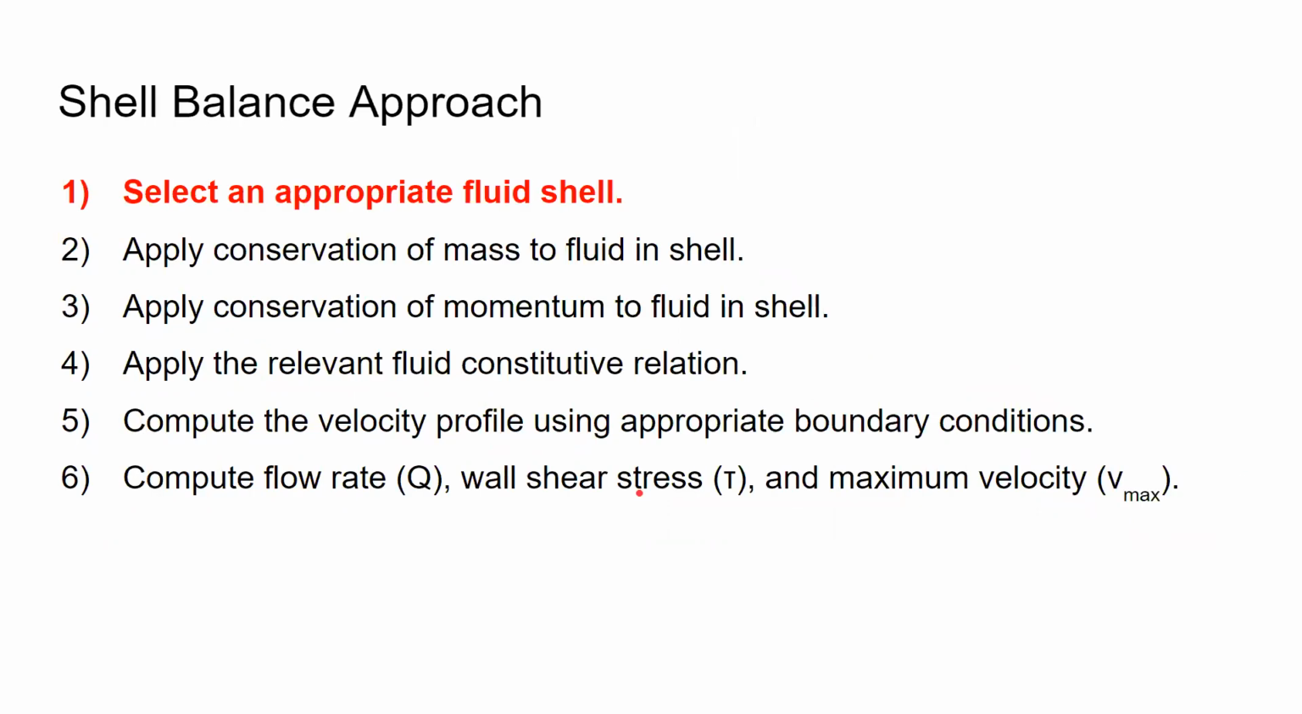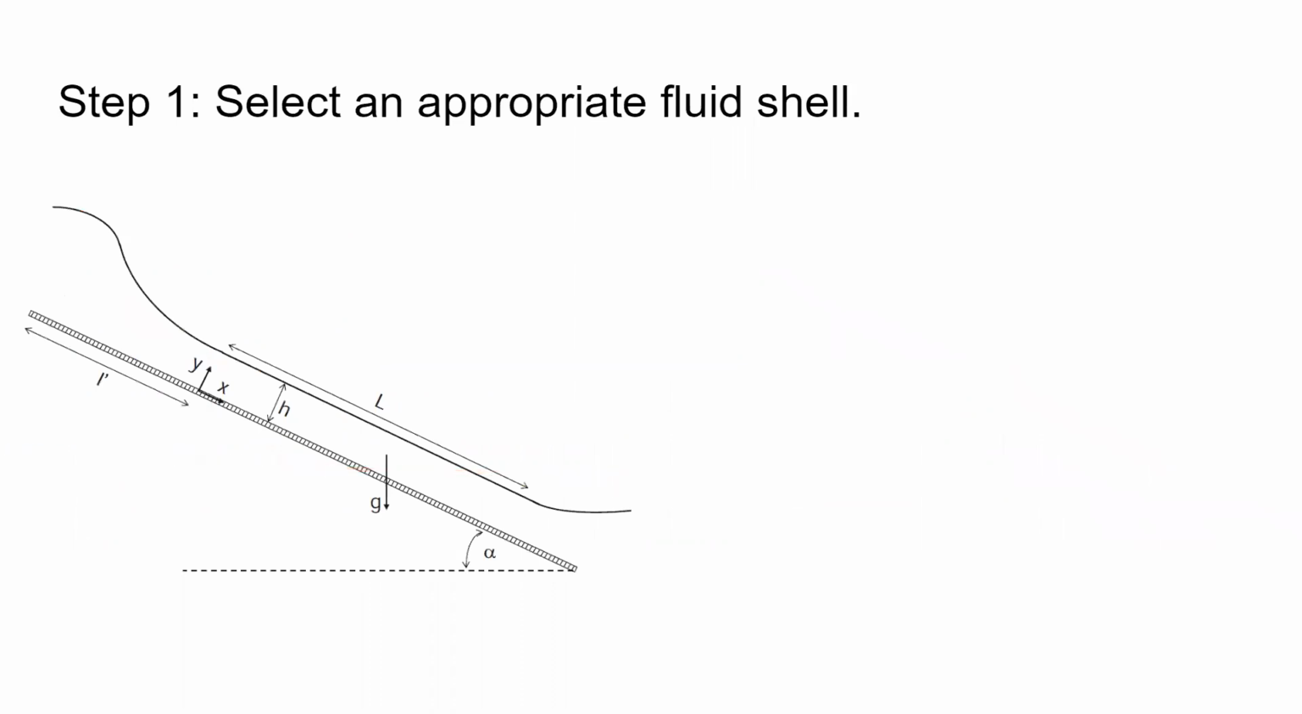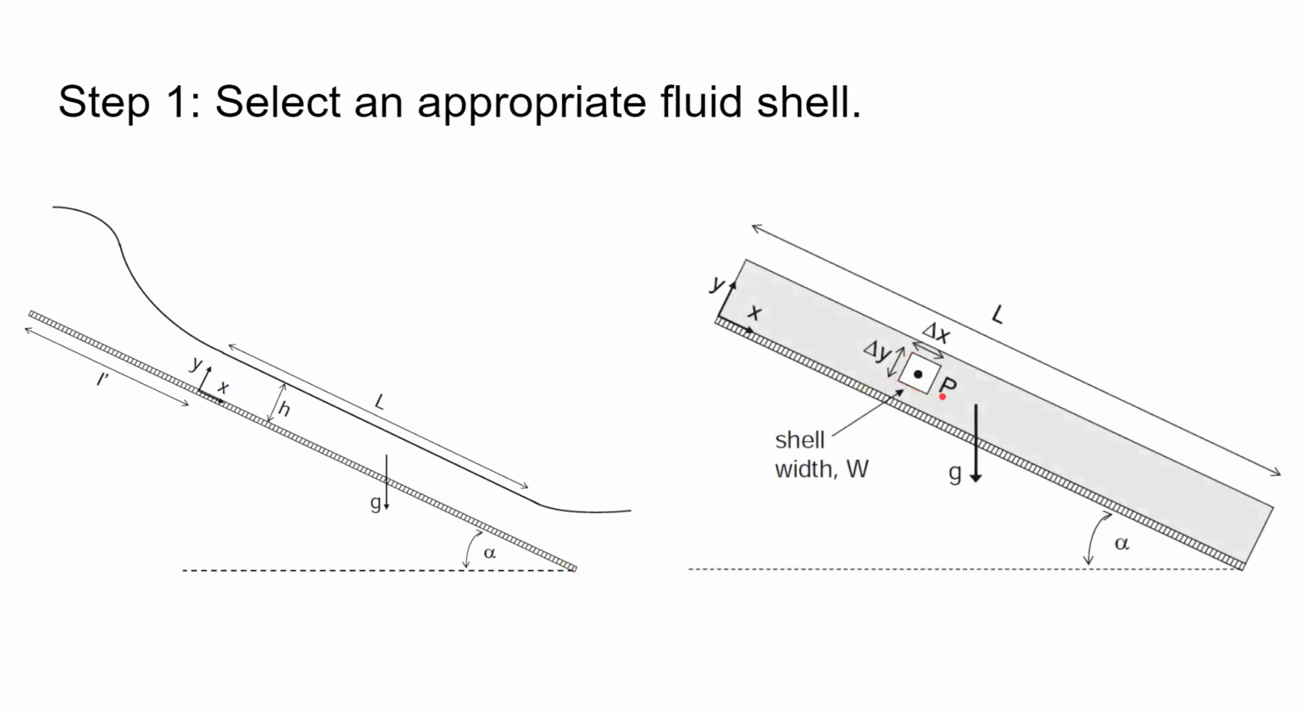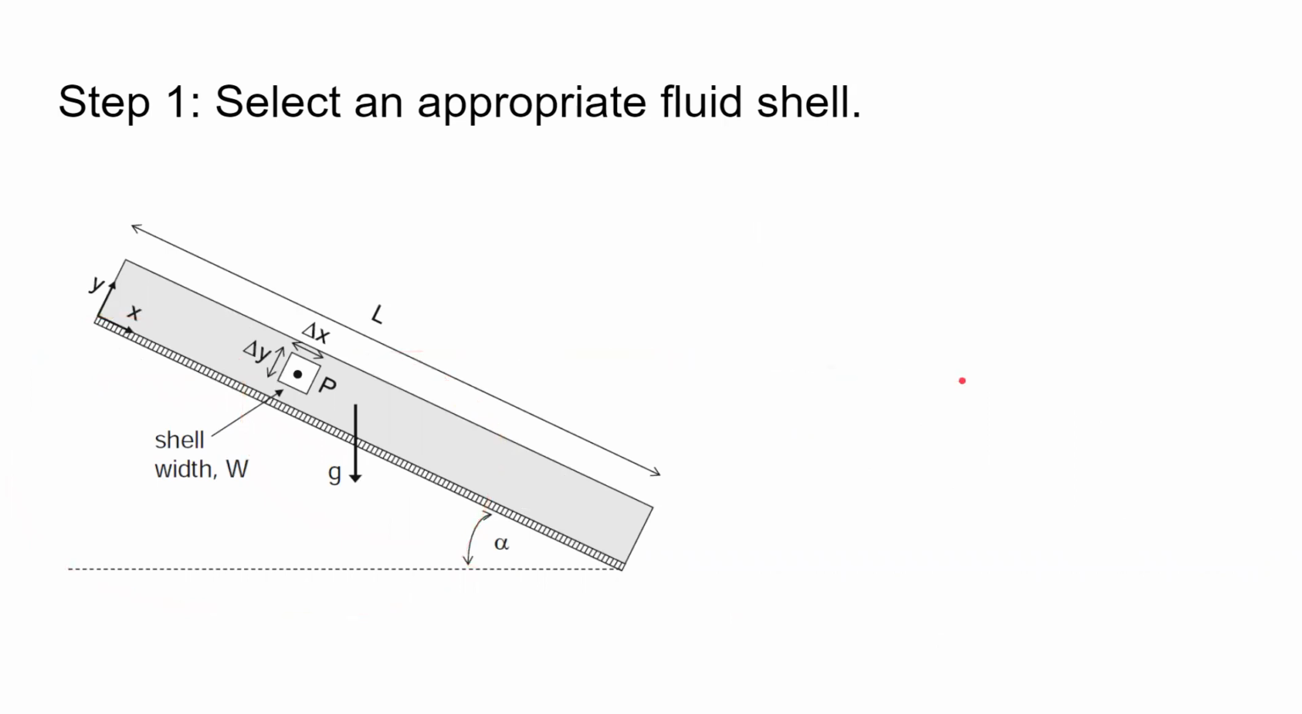Great, so let's start by applying the shell balance approach to this problem example. Number 1 is to select an appropriate fluid shell. Let's take a look at the problem right over here. We can see that our goal is to find an infinitely small point, essentially. So we're going to be using a box as our fluid shell, but ultimately we're trying to get down to this infinitely small shell, which is shown by this dot right over here. So that's the goal. Let's put this right over here, and then we have our shell right over here.